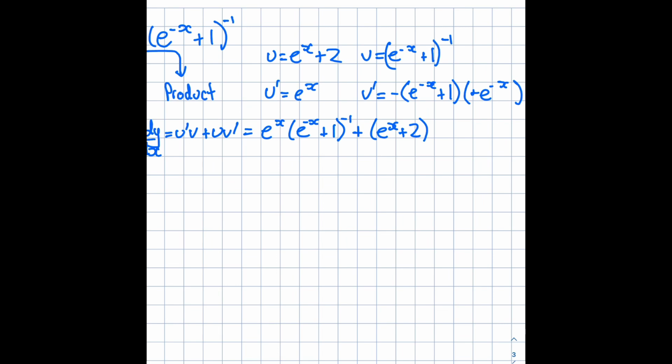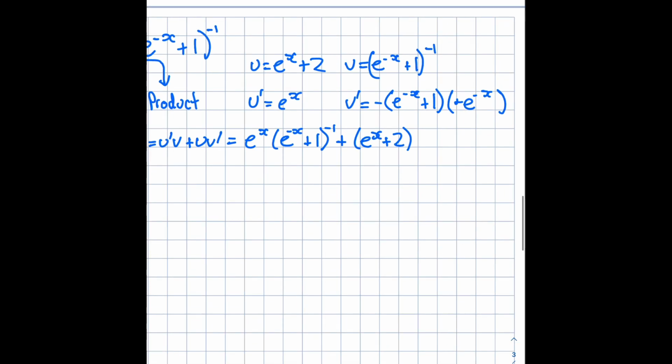All right, and then v dash is this thing here. So I'm going to combine these negative signs to give me a positive. So this is going to be times e to the negative x, which is this term here, and then bracket e to the negative x plus 1. Oh, and I missed a negative 2 there. I should have had negative 2.